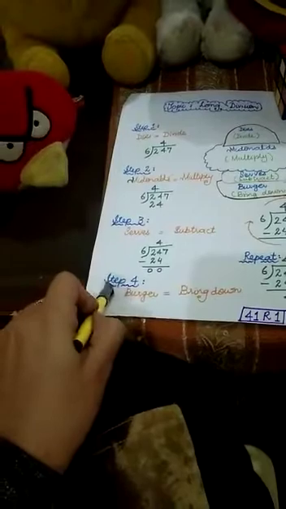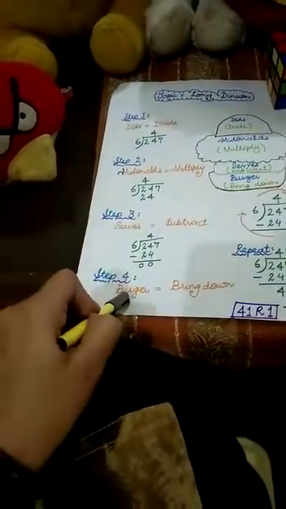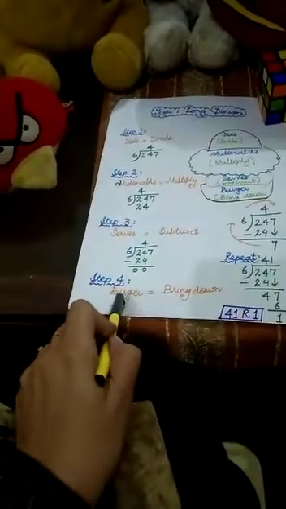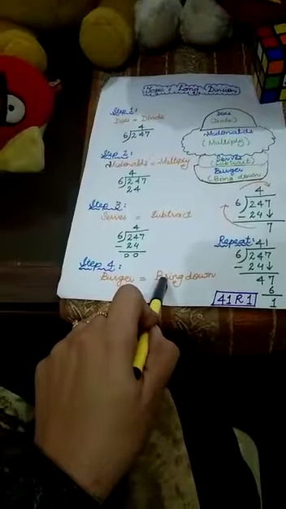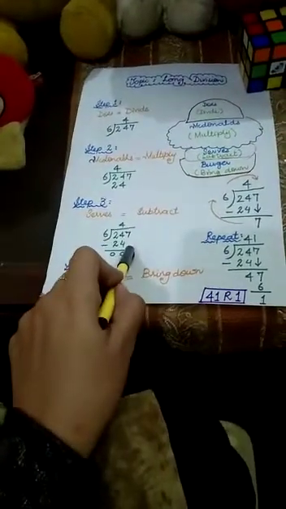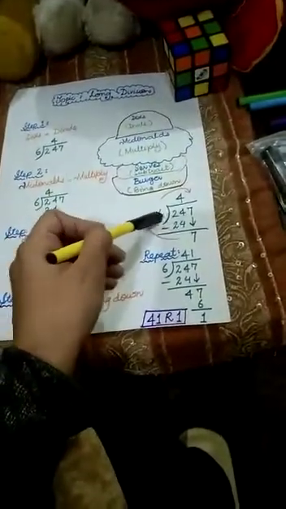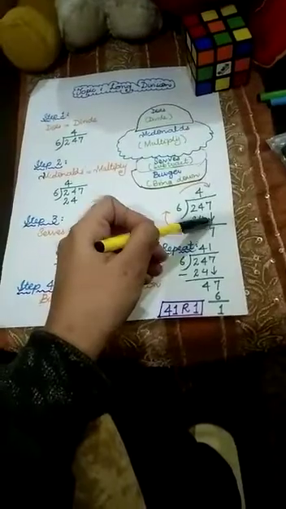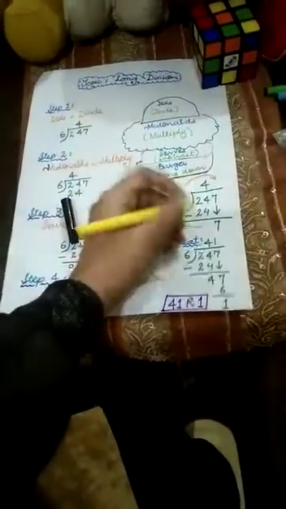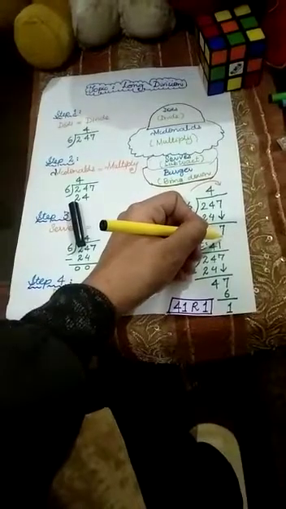Now step number 4, burger. Does McDonald's serve burger? B for burger, and B for bring down. So you will bring down the next digit. Here it is 7. So you will bring down 7 over there. Here you know that 24 minus 24 is 0. So we will bring down the next digit, that is 7. And then we have to repeat it.